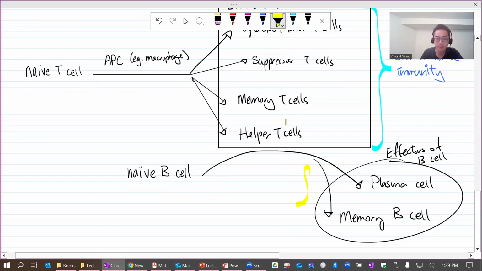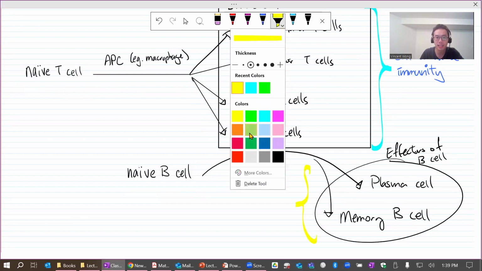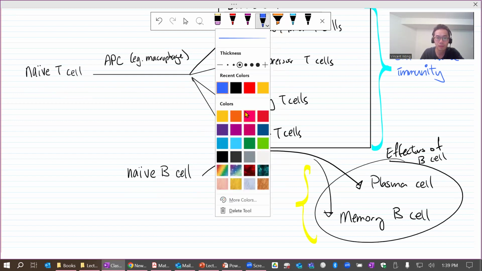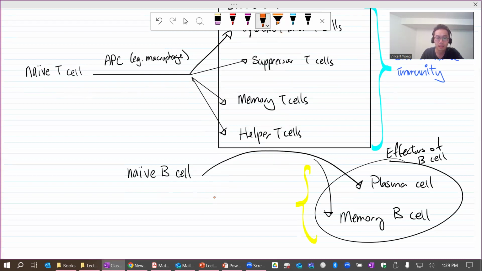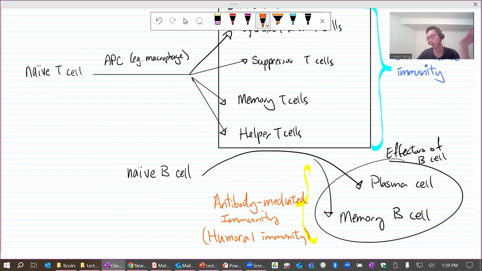And this branch of immunity is called antibody mediated immunity. Okay, sometimes it's also called humoral immunity. Okay, that's the whole story.